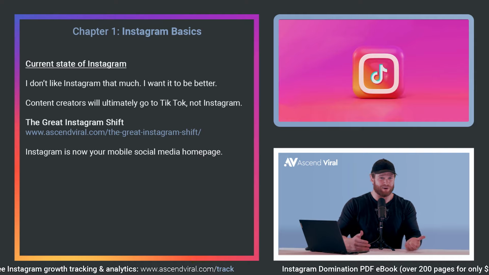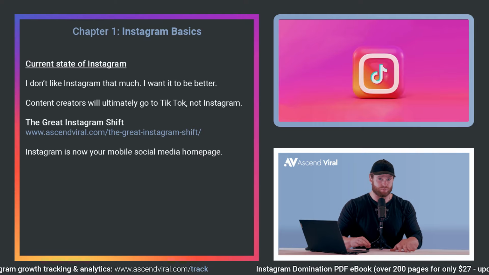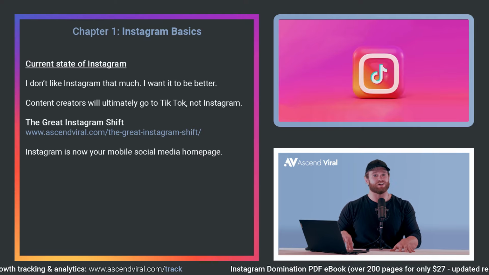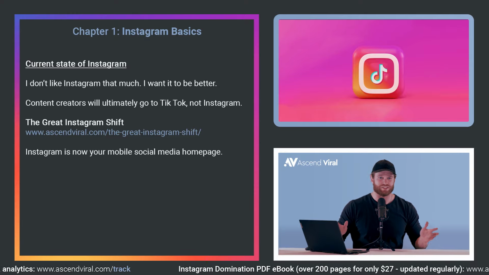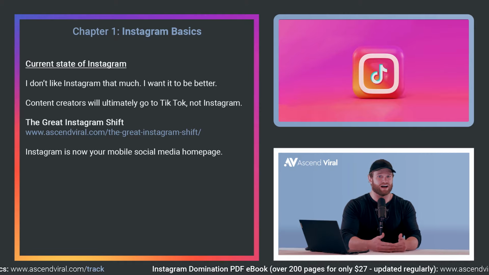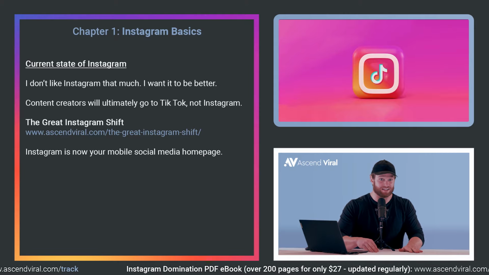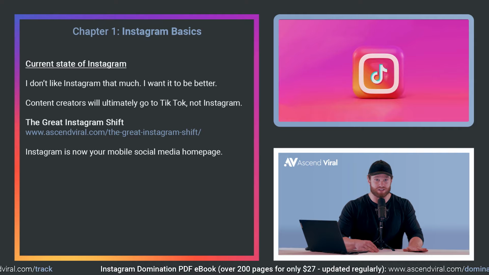I like TikTok better, but they do serve two different purposes. TikTok is the place where content creators go. I would be doing everybody a disservice if I wasn't upfront about that fact. If your job is to create content, you better be on TikTok.